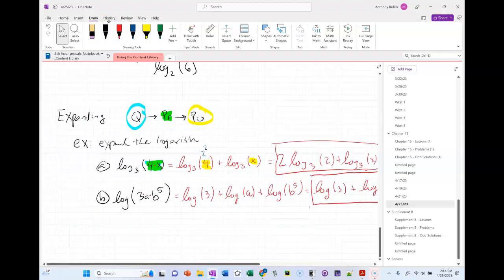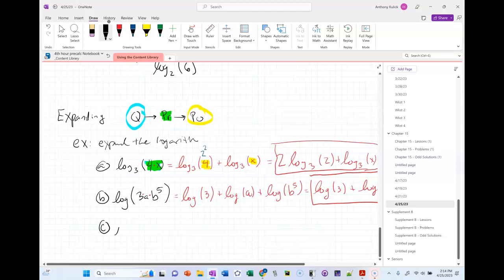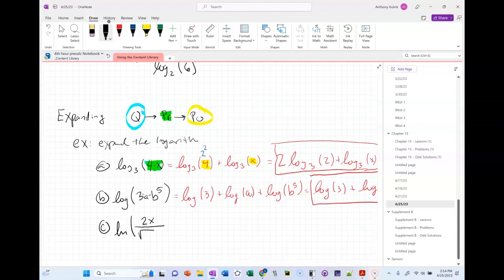All right. One more example. Here we have the natural log of 2x over the square root of x cubed minus 5. What's the first thing we look for? Quotient. Do you see any division going on inside the logarithm? You betcha.